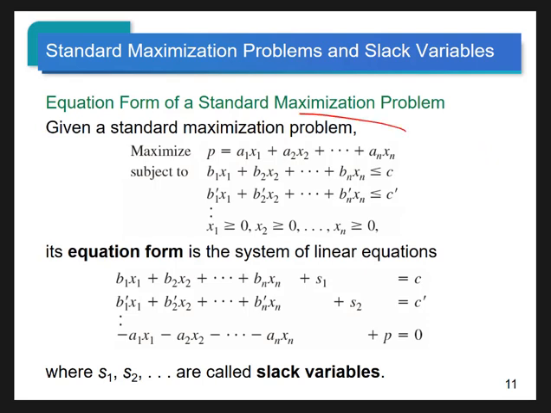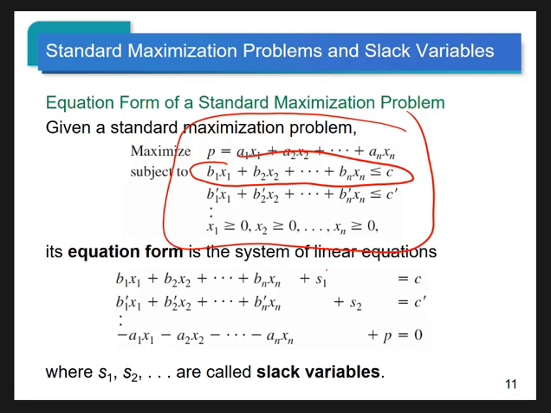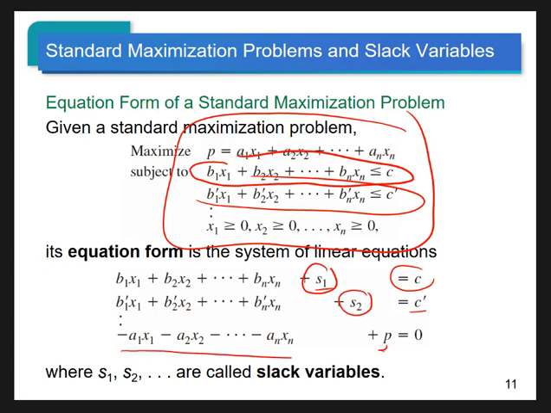So this general problem will become, for the first inequality, we add that first slack variable to make it equal C. For the second inequality, we add the second slack variable, just call it S2, to make it equal the next constant, and so on. Then our objective function becomes P, and then minus each of the terms that was in the objective function there, equals 0.